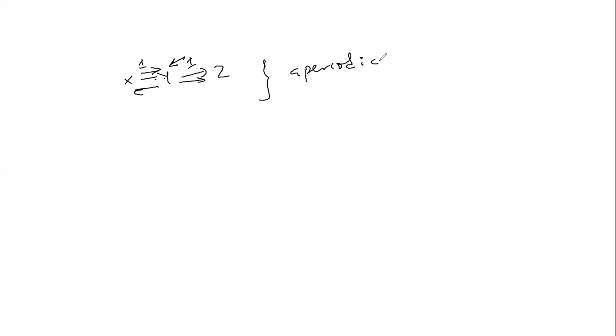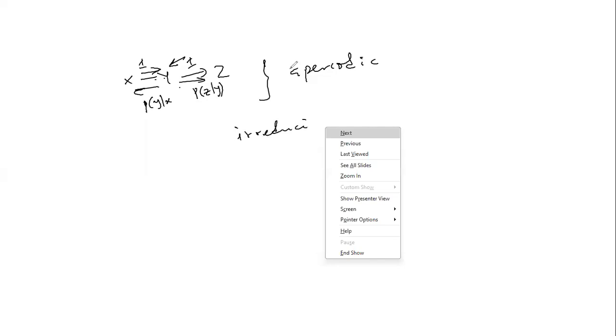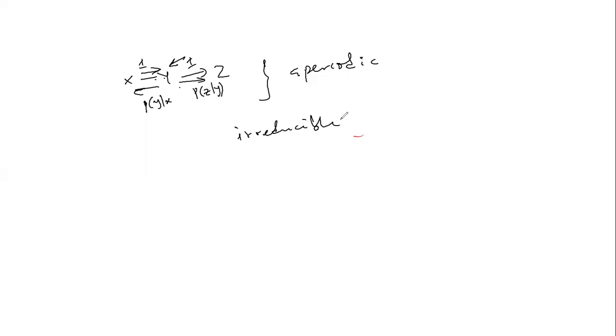And if it is possible to go with positive probability from any state of the Markov chain to any other state, so that P of Y given X, from this to this, then P of Z given Y is positive, okay? So then we say it is irreducible. So if it is possible to go with positive probability from any state of the Markov chain to any other state in a finite number of steps, then the Markov chain will be said to be irreducible. That will be irreducible.